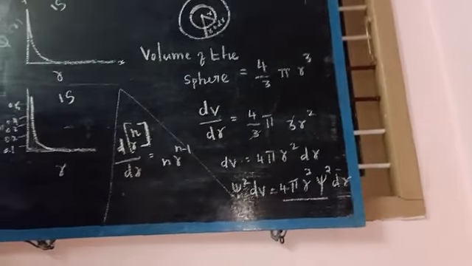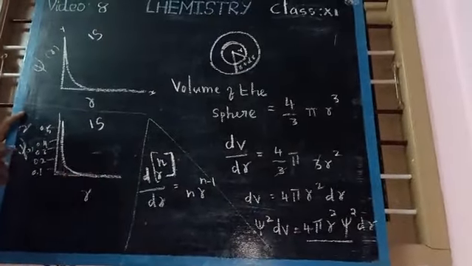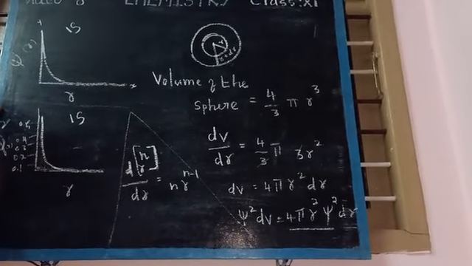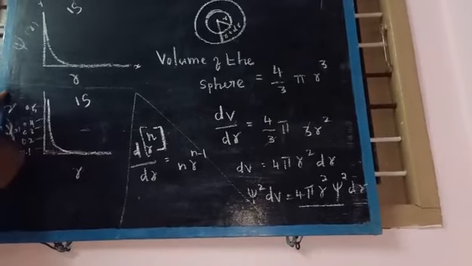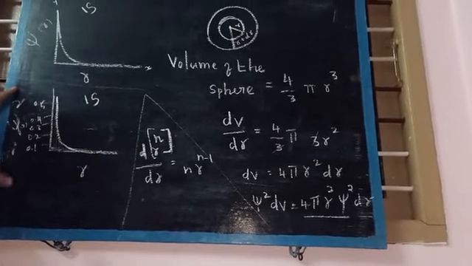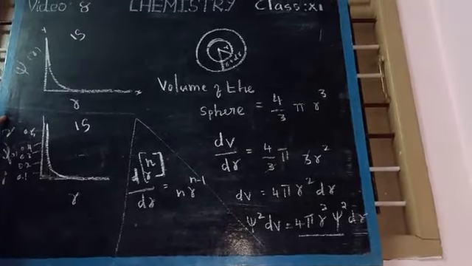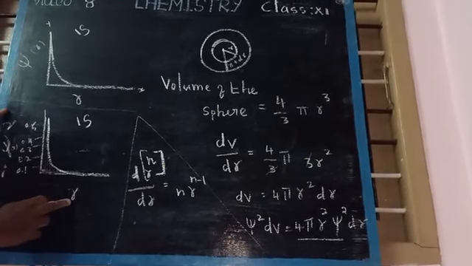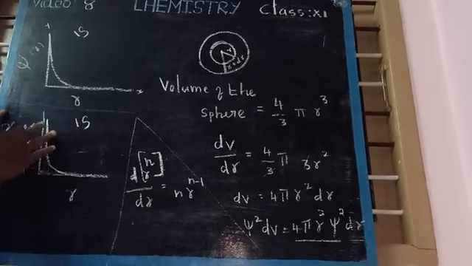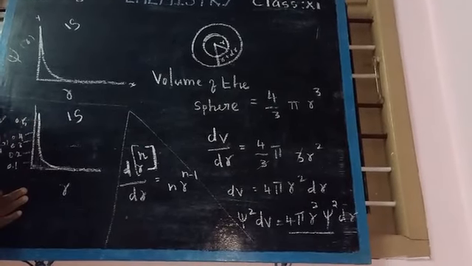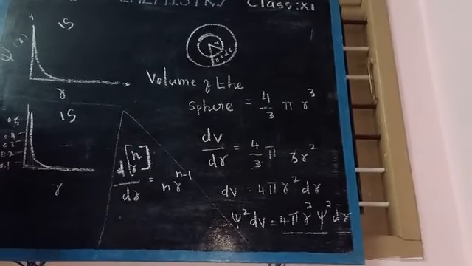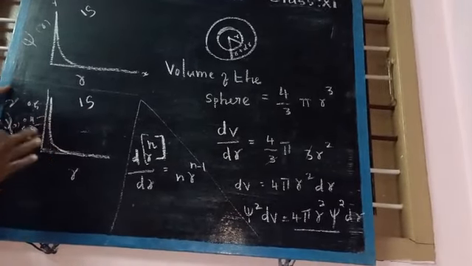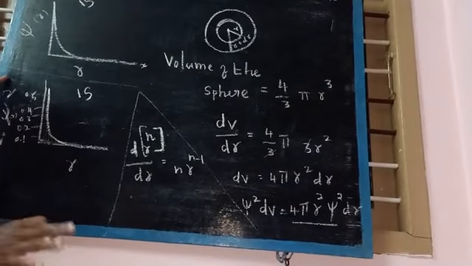See here, some textbooks give the graph of ψ² versus r, and some textbooks give 4π r² ψ². But in our textbook, the diagram given is 4π r² ψ² versus r. This is the 1s orbital graph. From this graph we come to the conclusion that the s orbital is spherical in shape.